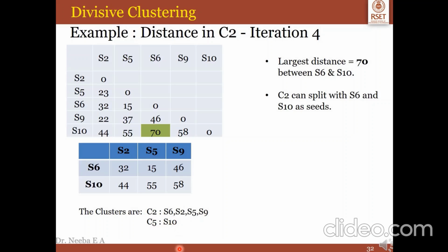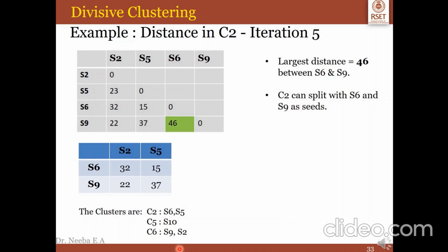Now in the next iteration, that is iteration 5, we have to split up C2 again. For C2, we have to find out the distance matrix. The largest distance here is 46, and 46 is between S6 and S9. So the seeds are S6 and S9. From S6 and S9, we'll find out the distance towards the other objects, and we will find out the cluster split.